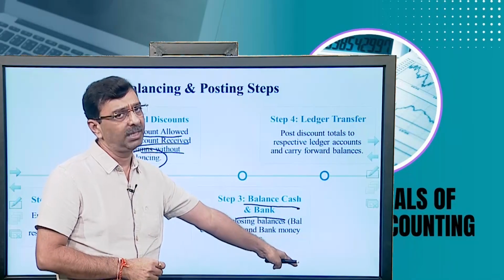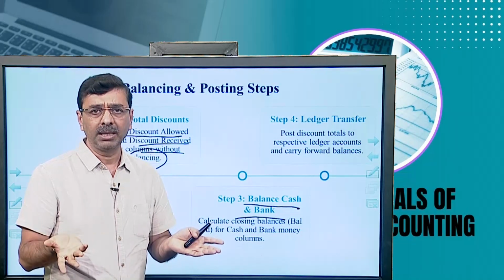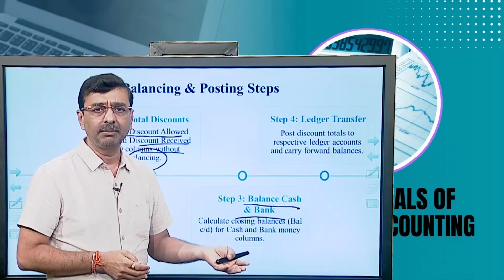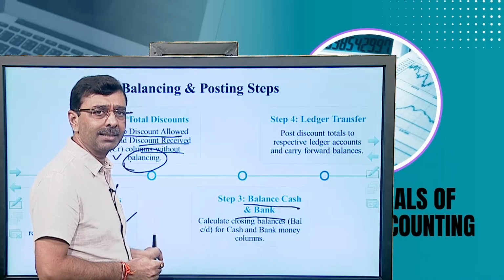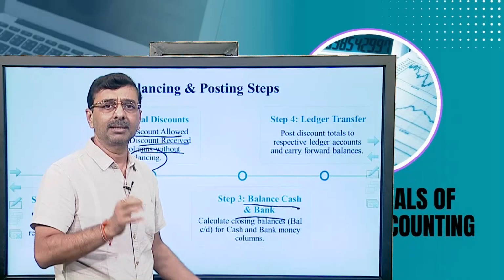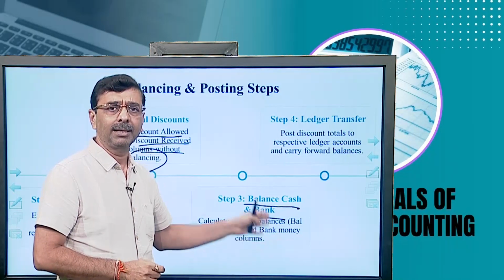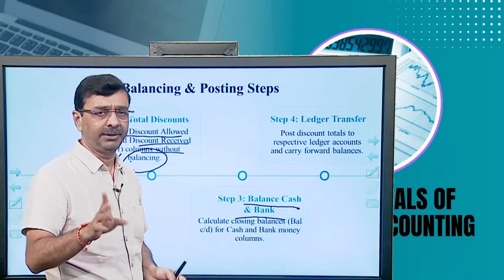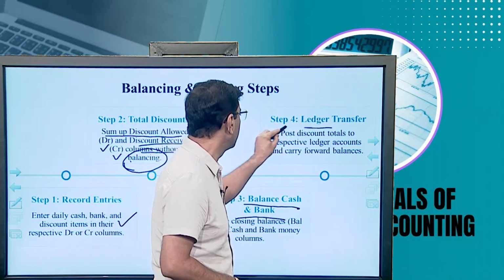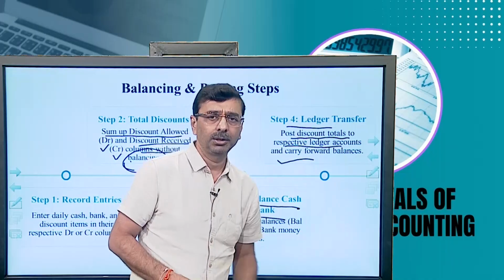Always the closing cash balance will be found and recorded. But in the case of the bank balance, it might be possible both ways: a bank balance or a bank overdraft. If the receipt side total of the bank is higher than the payment side total, it is considered a bank balance. But if the payment side bank column total is higher than the debit side bank column, then it will be considered a bank overdraft. Ledger transfer: post discount totals to the respective ledger accounts and carry forward the balances.